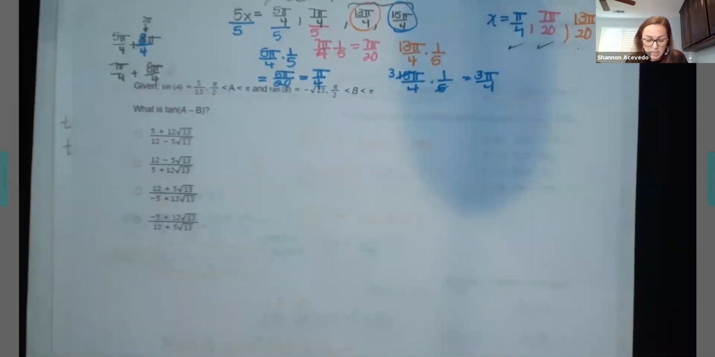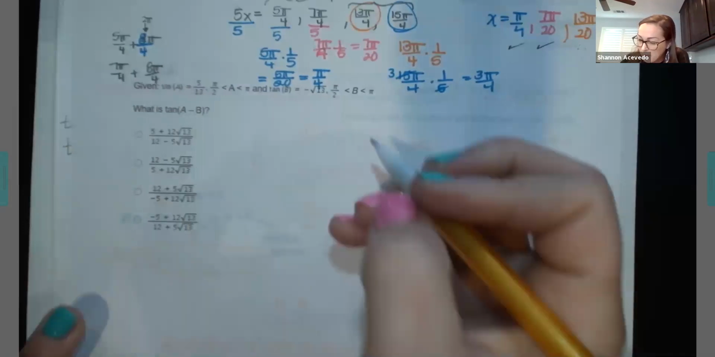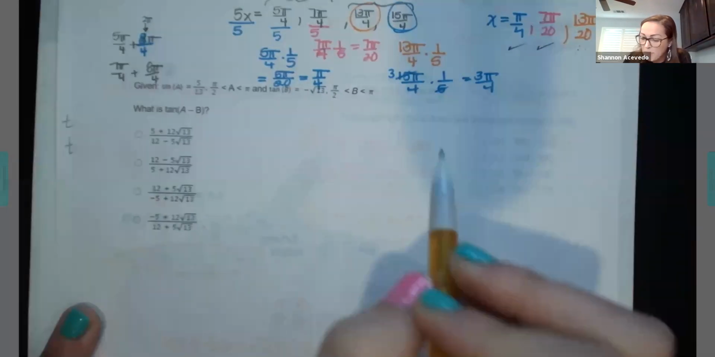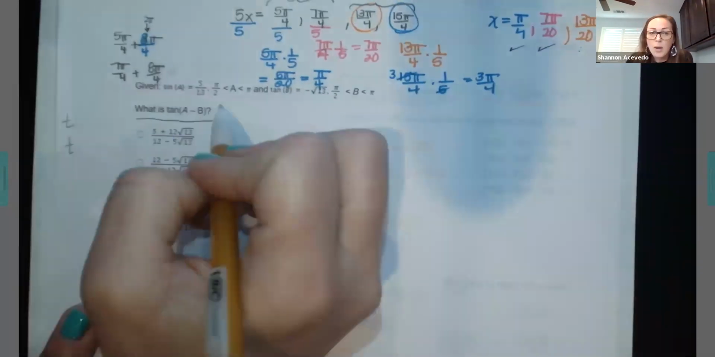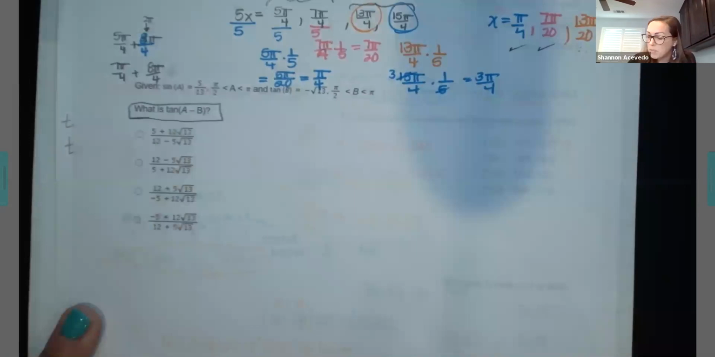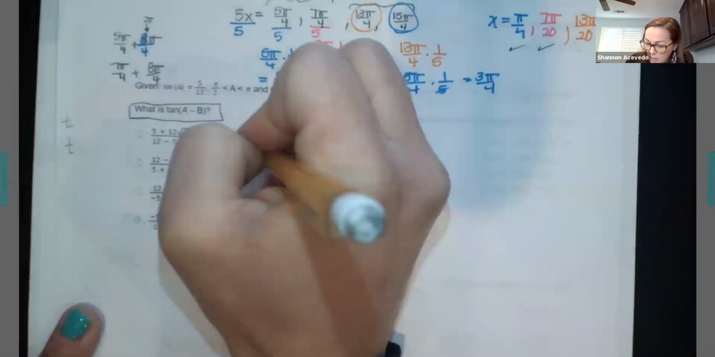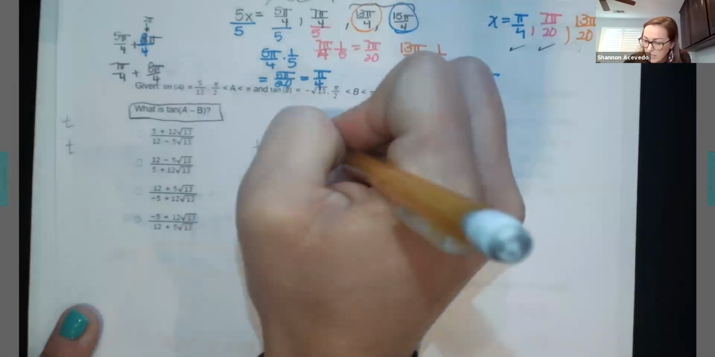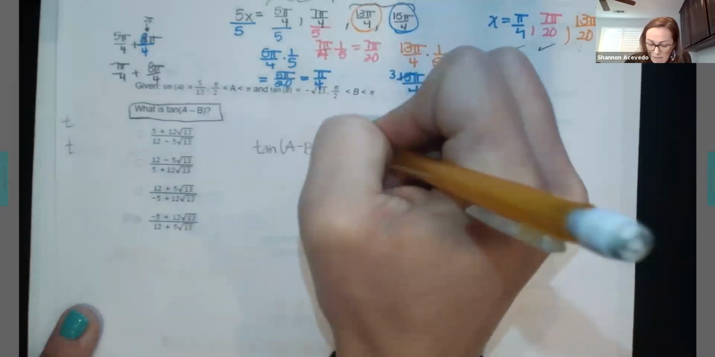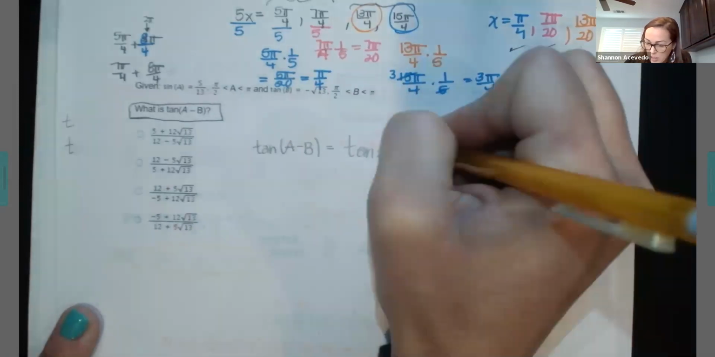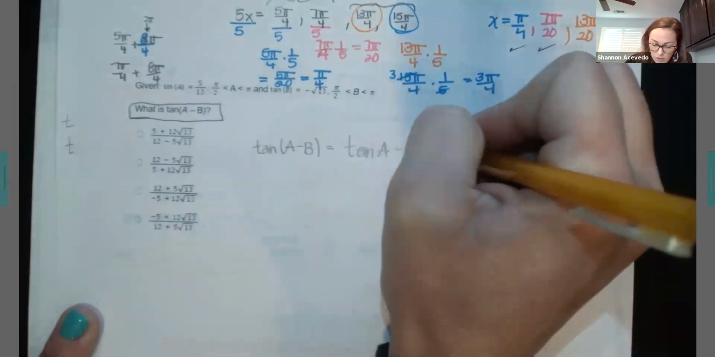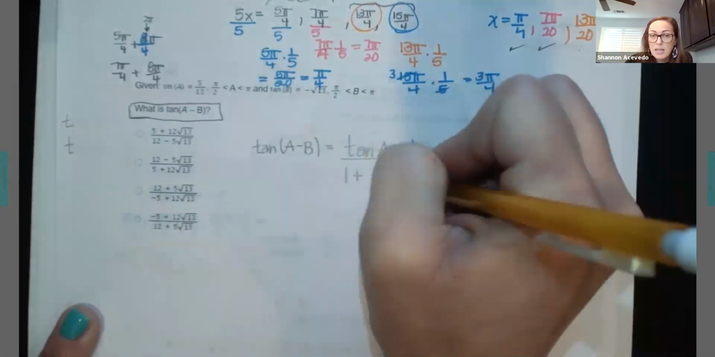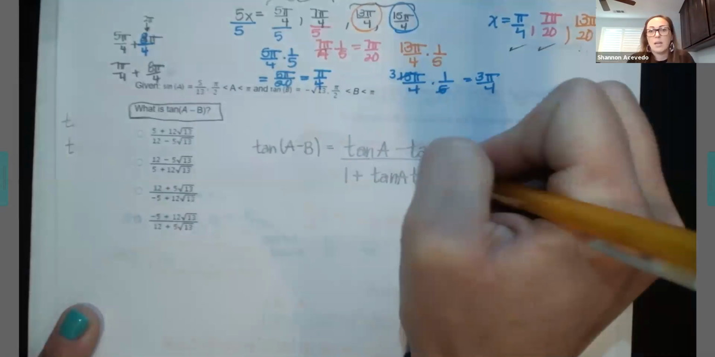All right, so this is a tangent. Let's go ahead and write down our formula. Here's what we want: tangent of A minus B. The equation is going to be tangent of A minus tangent of B, all over 1 plus tangent of A times tangent of B.